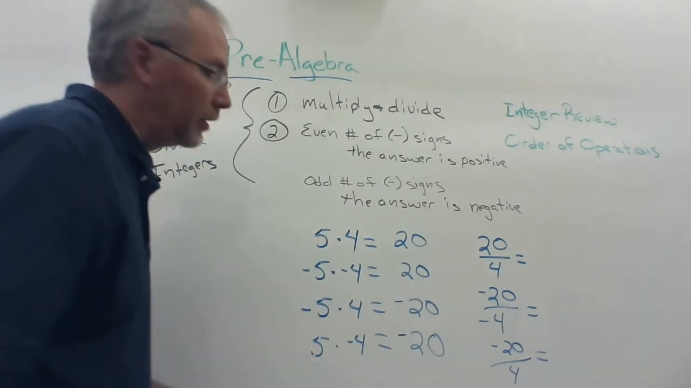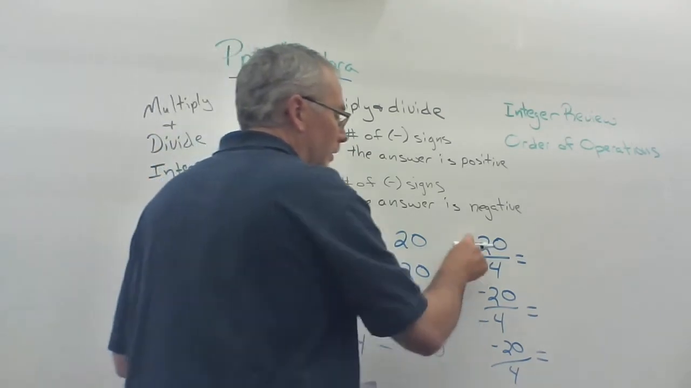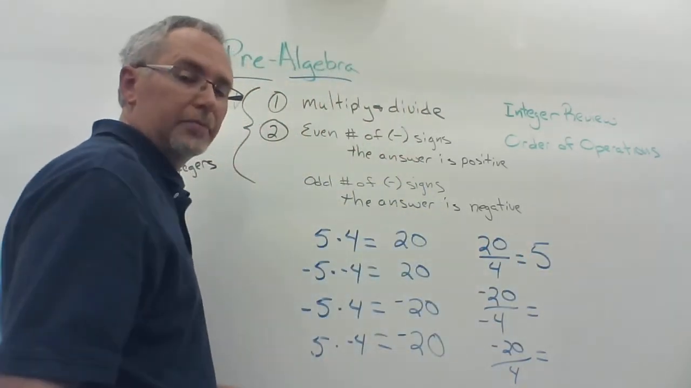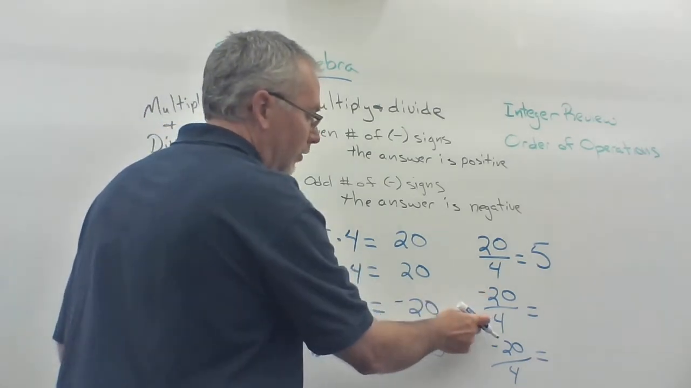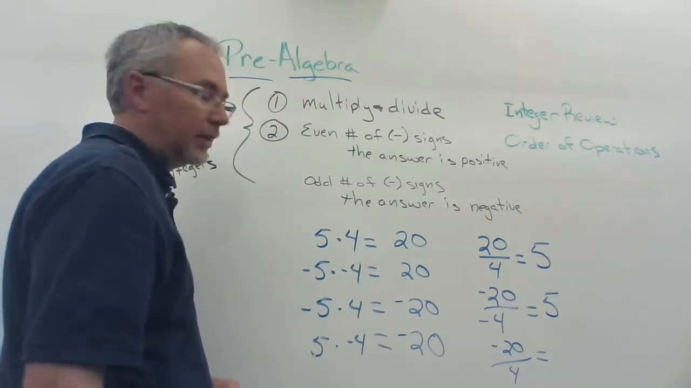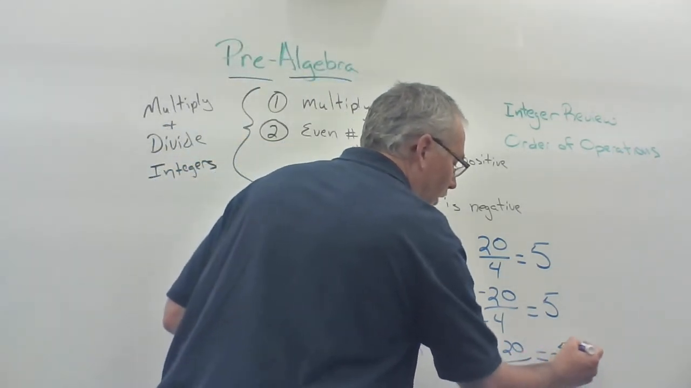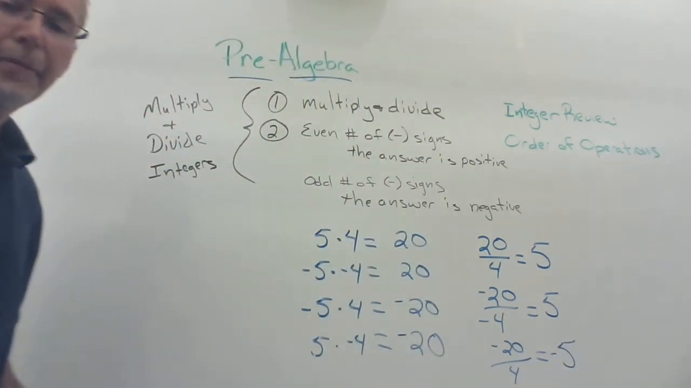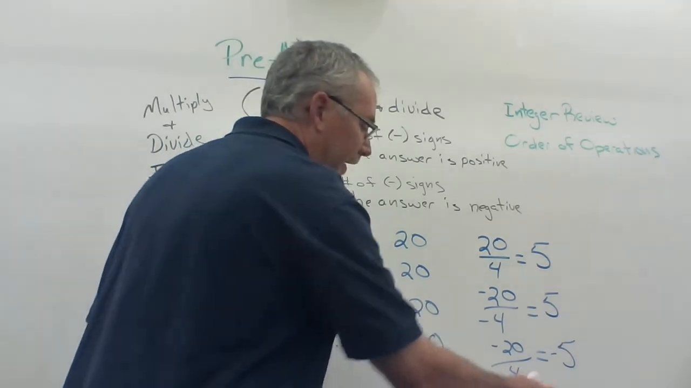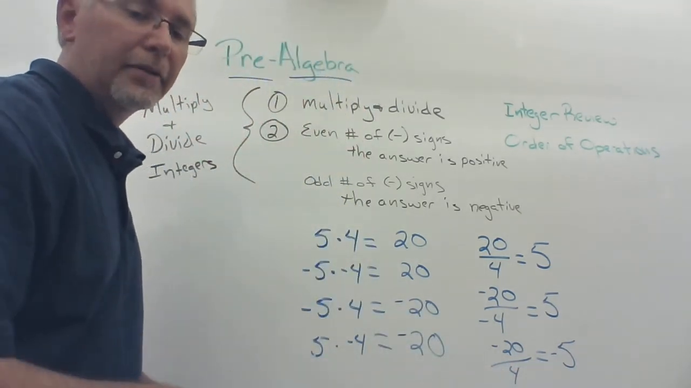I lost one there, but we'll get the idea. We have 20 over 4 is 5. There's no negative sign, so it stays positive. Negative over a negative, 2 negative signs means it stays positive. Negative over a positive means that there's only 1 negative sign. It's going to become negative. We could do that for our other one, which isn't showing up there. We have a positive divided by negative, which also gives us a negative answer.